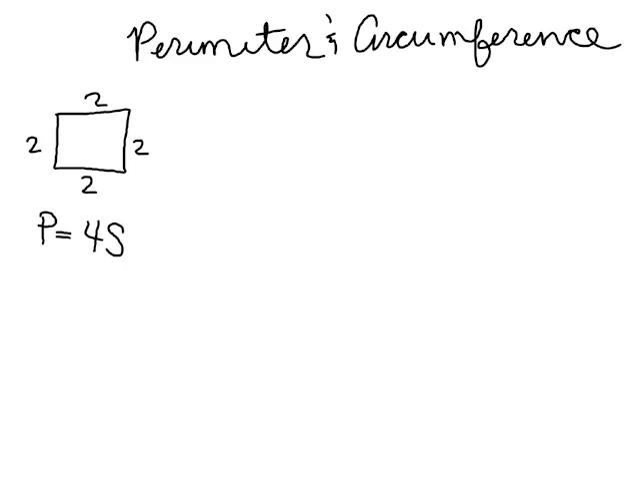So what's the perimeter of this square here? 4 times 2, which is 8. So the perimeter of a square is equal to 4 times the side length. In this case, it's 8.